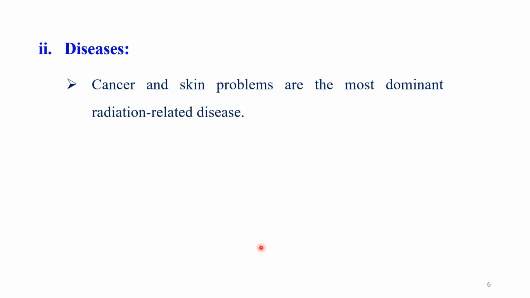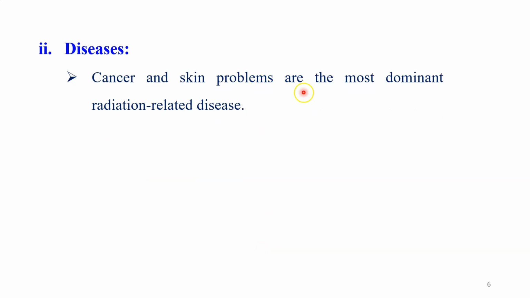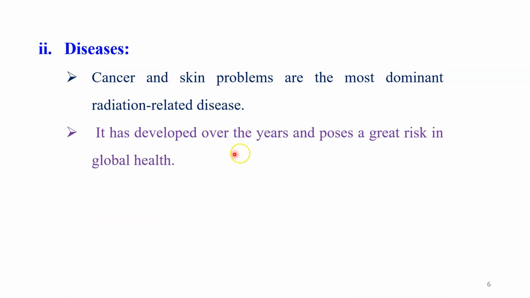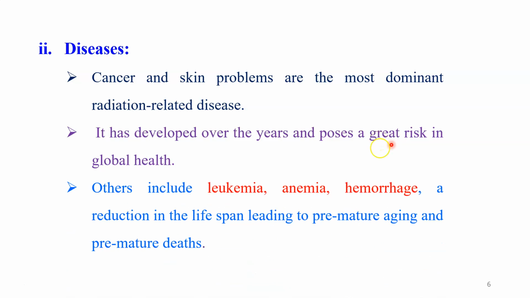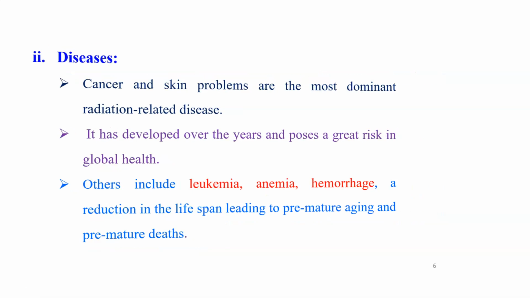If you're talking about diseases, cancer and skin problems are the most dominant radiation-related diseases we observe, which are side effects of nuclear pollution. It has developed over the years and poses a great risk to global health. Dear student, the others include leukemia, anemia, and hemorrhage, and a reduction in lifespan leading to premature aging and premature deaths also. These are all the side effects of nuclear pollution.